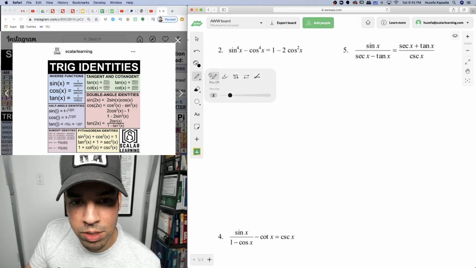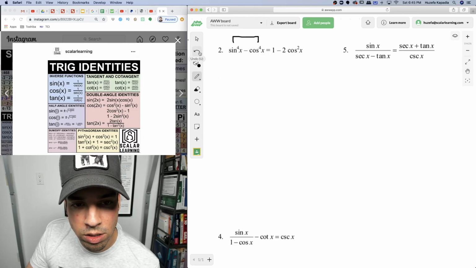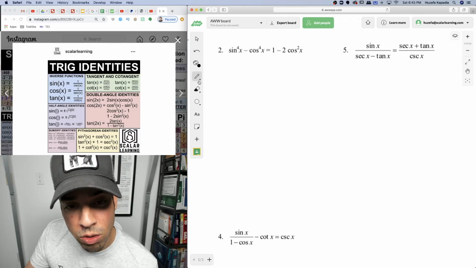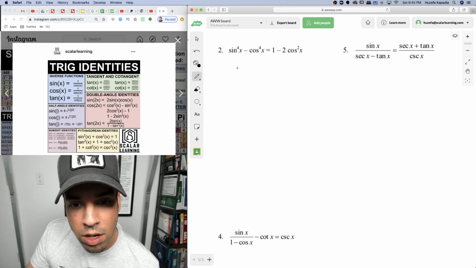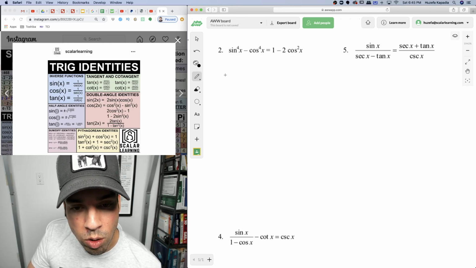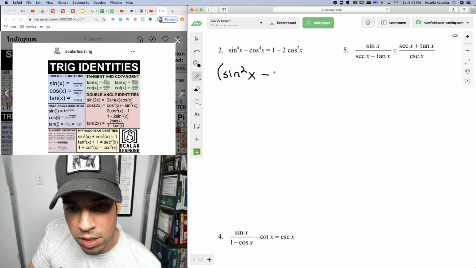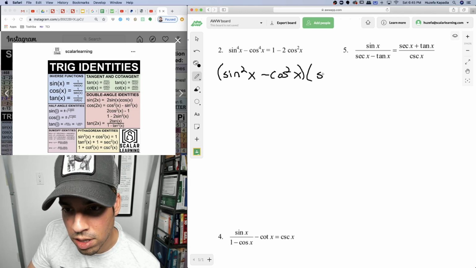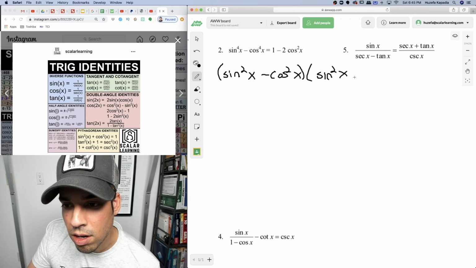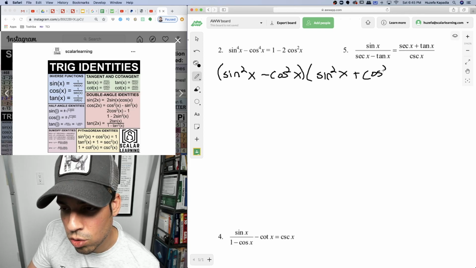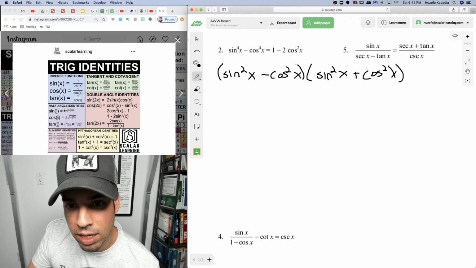And we've done it. Immediately when I look at this one, I'm seeing a difference of squares. That's the first thing that's popping in my mind. Don't abandon everything you've learned with quadratics. So if it's a difference of squares, I'm basically going to factor it. So it's going to be sine squared x minus cosine squared x times sine squared x plus cosine squared x. And that equals the right hand side.